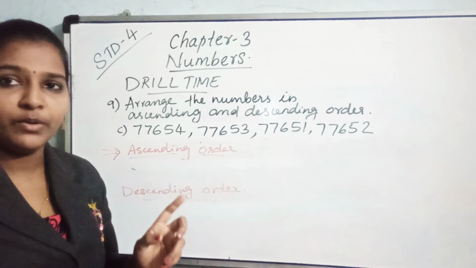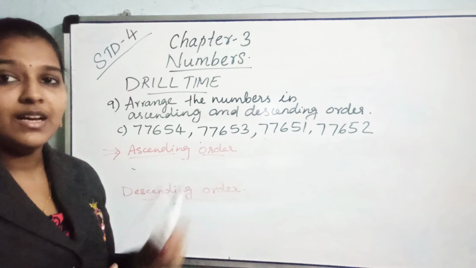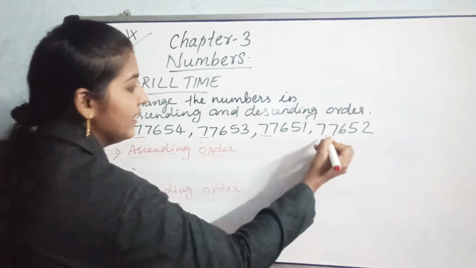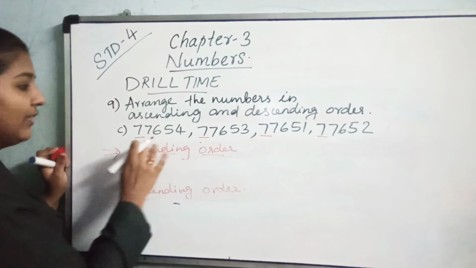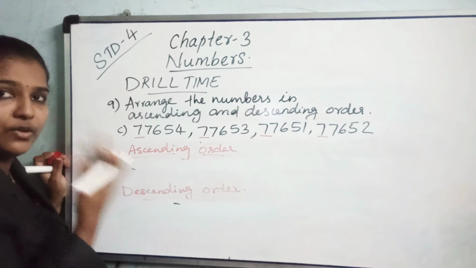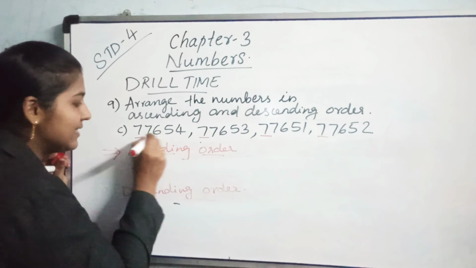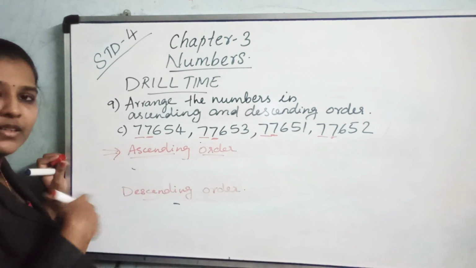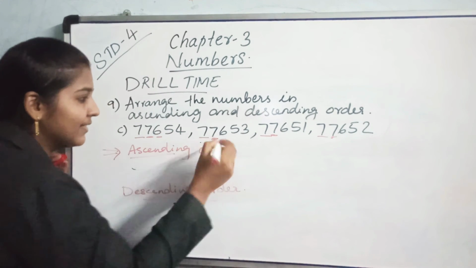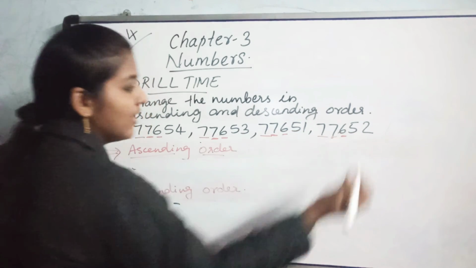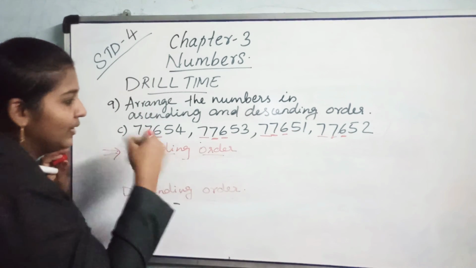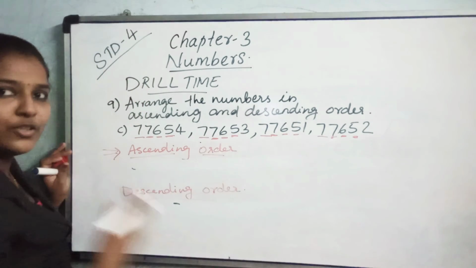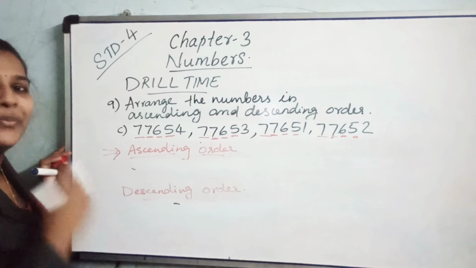Okay. So what to do? Compare the digits in the 10,000s place. That is 7, 7, 7, 7. All the numbers are having the same digit in the first position. So what to do? Look at the next digit. That is 7, 7, 7, 7. Here also it is same. So move to the next place. That is 6, 6, 6, 6. That also same. Then what to do? Move to the next. That is 5, 5, 5, 5. That also same.